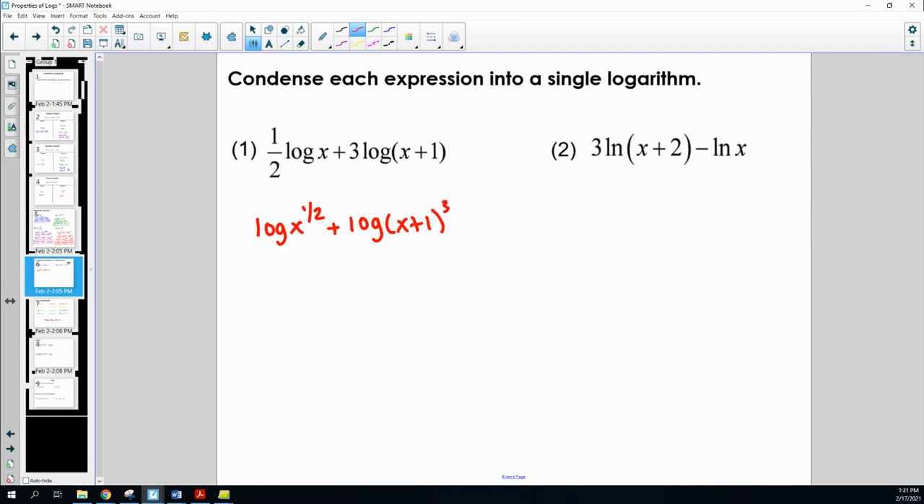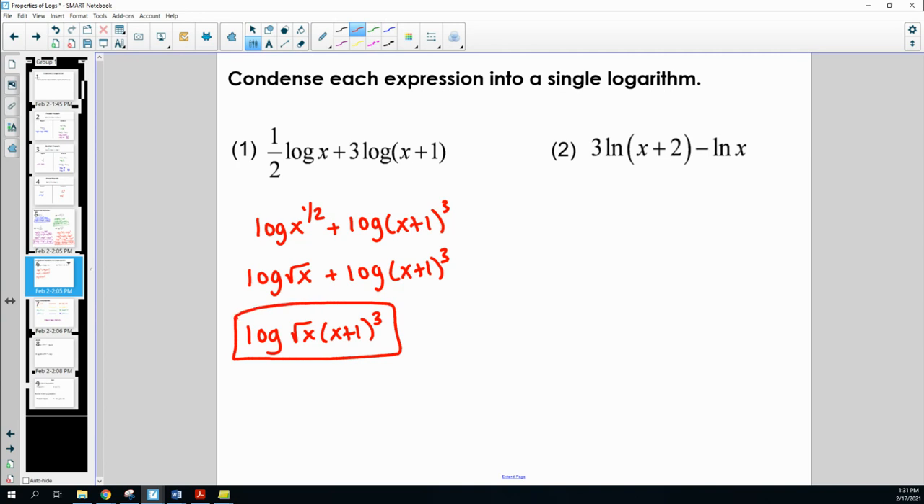Okay. The next thing I'm going to do is, if I have any rational exponents, I want to change them into radicals. So I'm going to change this x to the 1/2 and make this log square root x plus log x plus 1 to the 3rd. Okay, I have the same base on the log. They're both bases of 10 because they're that common log. I'm adding, so what I'm really going to do is multiply the square root of x and the x plus 1 to the 3rd together. So I'm just going to make this log, and I'm going to have square root x times x plus 1 to the 3rd. And I'm just going to leave that as my answer. I'm not actually going to FOIL anything together. I'm just going to leave it like that.